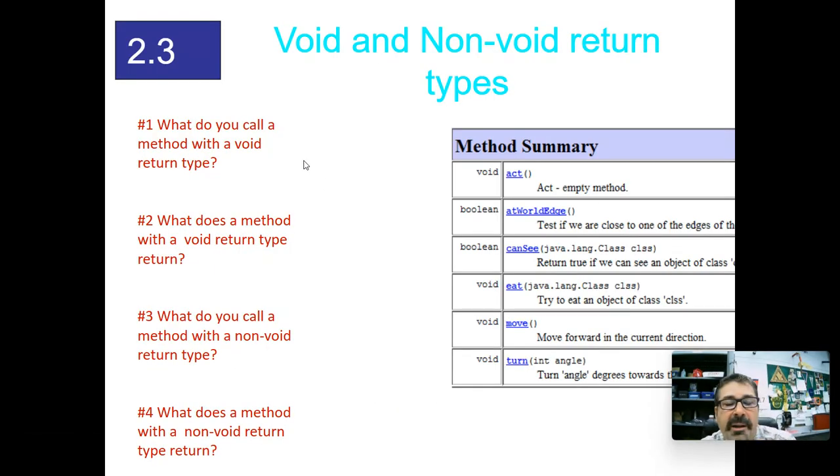Okay, another handout. Void and non-void. What do you call a method with a void return type? What does a method with a void return type return? Answer those questions on the line paper notes. If you don't know how to do those, ask me for help.